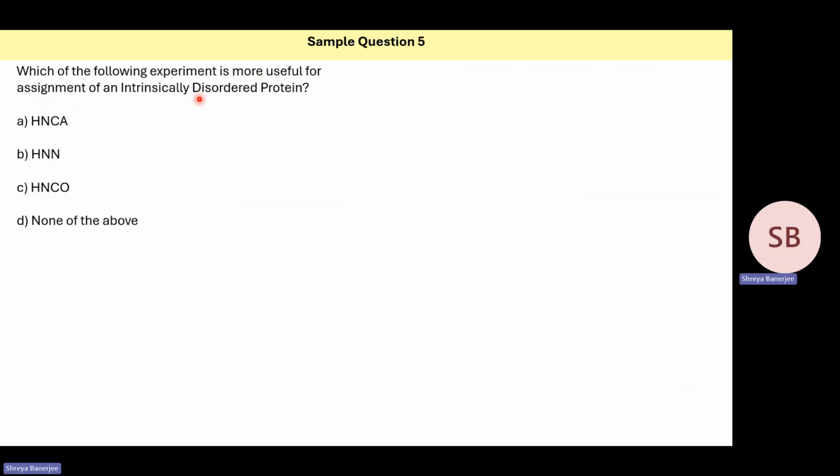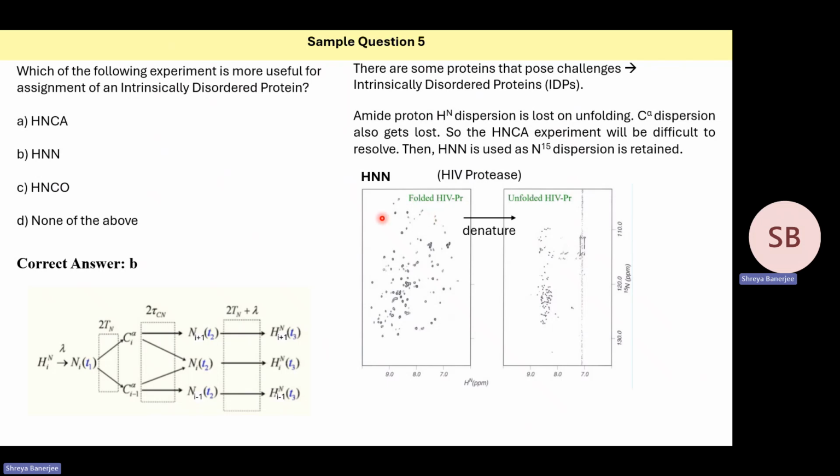Then you have a question: which experiment is more useful for assignment of an intrinsically disordered protein? Now, one thing about intrinsically disordered protein we saw in the previous class is that when you denature them, the 1H chemical shift dispersion is very much reduced. If you look at the HIV protease, the amide proton shift dispersion is lost on unfolding. The amide proton shift here was 7 to 9.5. Here it's so small, somewhere between here and here. The C alpha dispersion is also similarly lost.